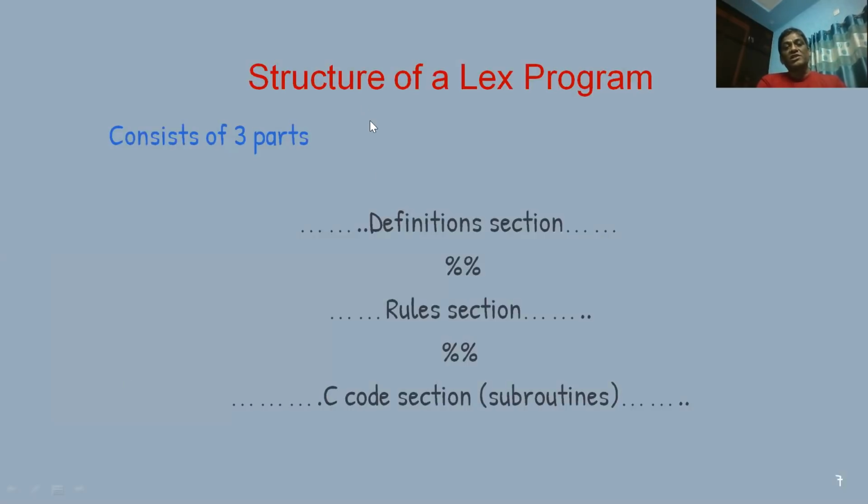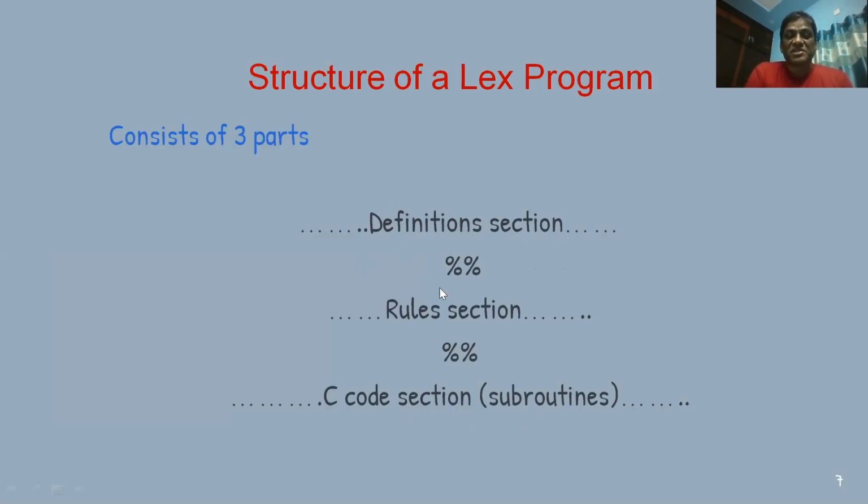Now, look at the structure of a Lex program. It consists of three parts. One is the definition section. The second one is the rule section. This is going to be a mandatory part. The definition section is optional, and the third one, the C code section or subroutine section, is also optional. So what is compulsory? The rule section is compulsory. In the definition section, we write all the manifest constants, declarations of variables, initialization of variables, and also including some library files.